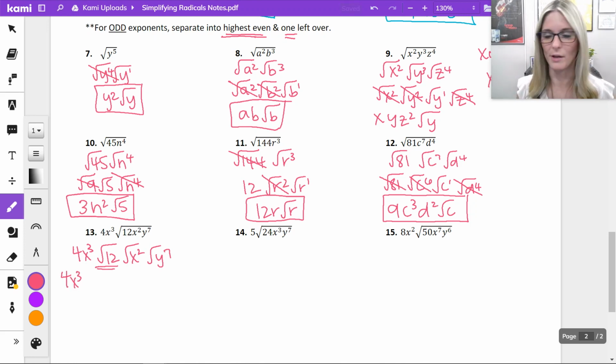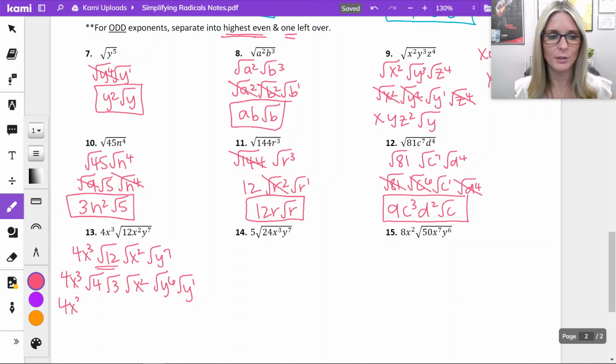Let's talk about this 12. Perfect square factors. 4 times 3. I love it. 4 times 3. Square root of x squared, I'm going to just copy that because it's even. I'm going to be able to evaluate it. It's going to come out of the radical. Square root of y to the 7th, we'll have y to the 6th, and we'll leave 1 left over in our radical. Let's start pulling who we can out. Still letting 4x cubed chill in front. We'll deal with him later. Square root of 4.